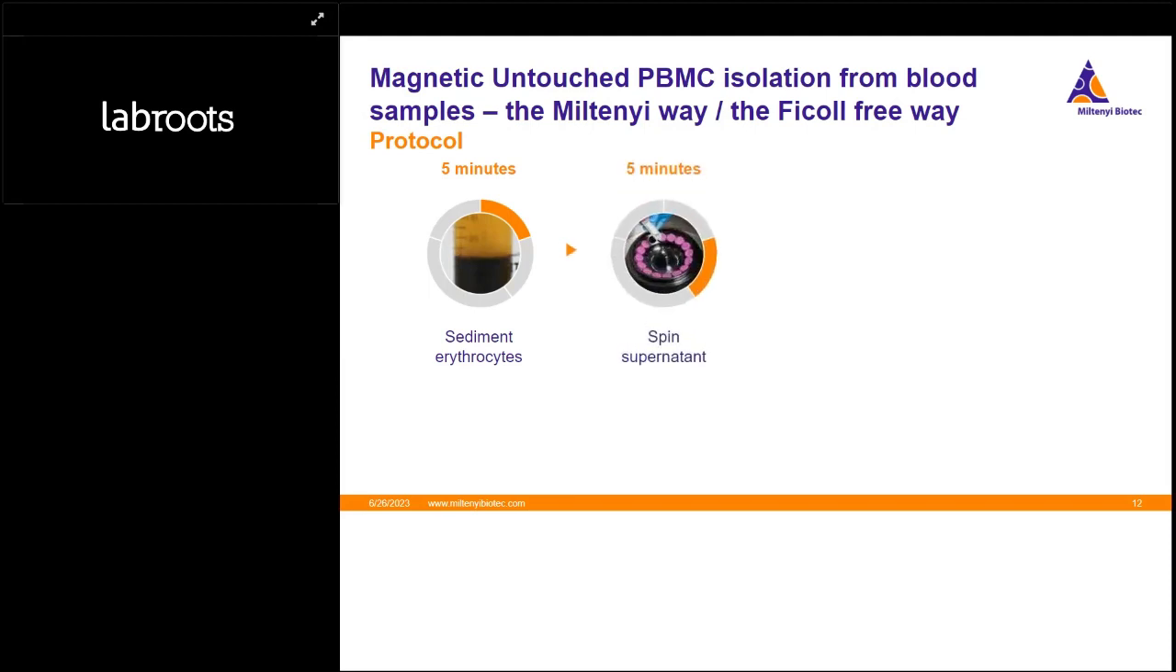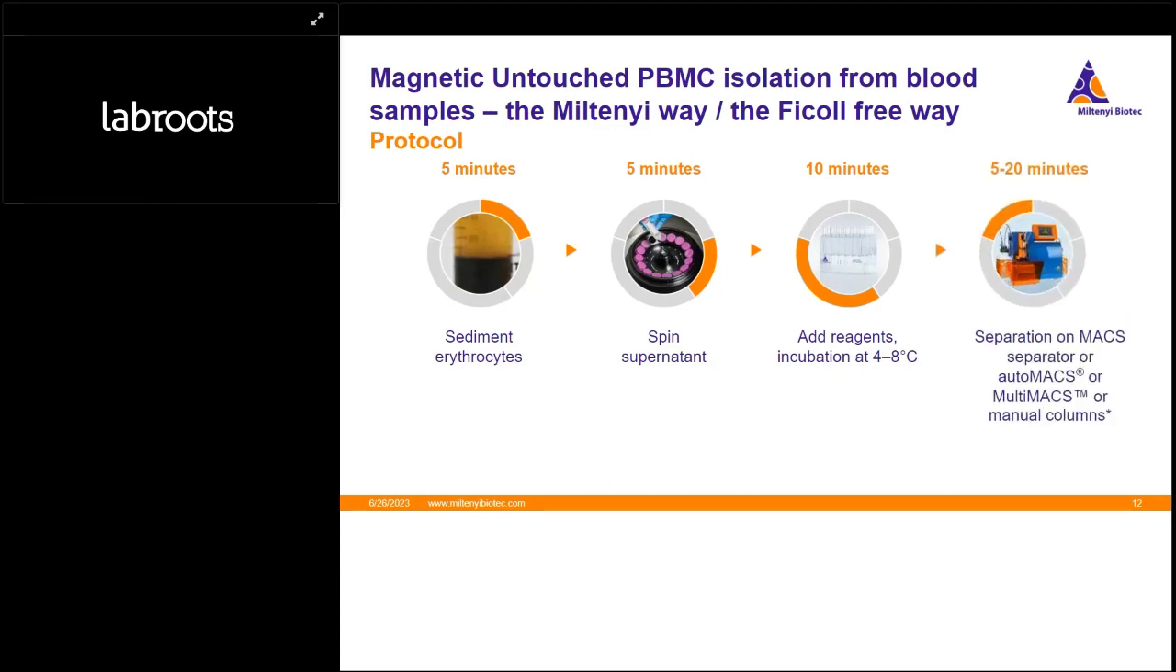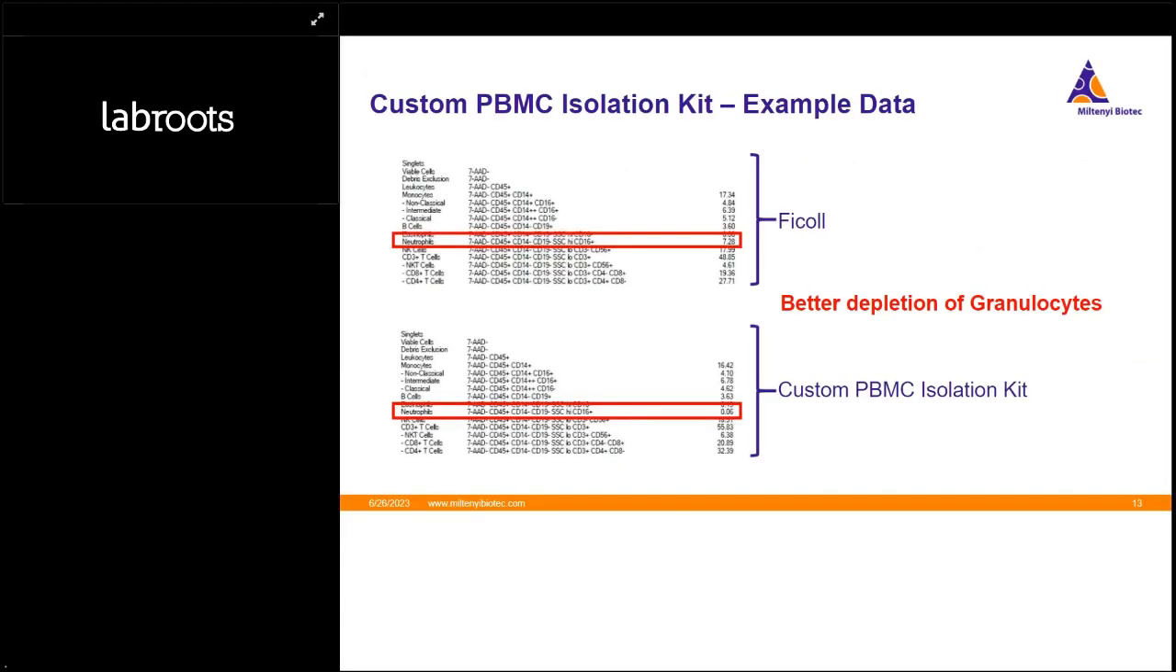We quickly spin them down, and then we add in the microbeads system that will recognize the remaining RBC and the granulocytes. And then we run through a magnetic-based separation system to remove all those granulocytes and remaining RBC. And this system, when we check by flow, actually shows a significantly better situation in terms of the contamination by neutrophils or granulocytes.